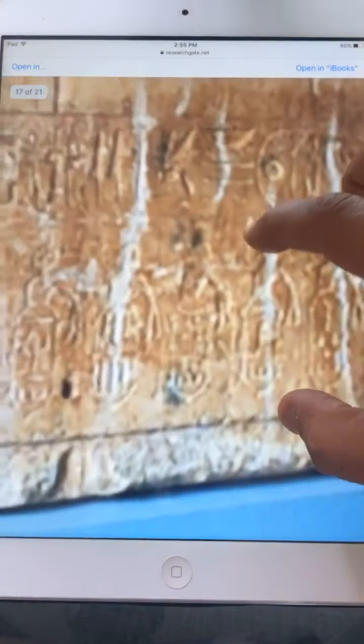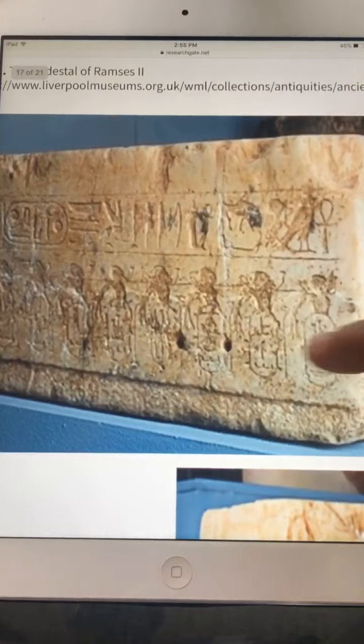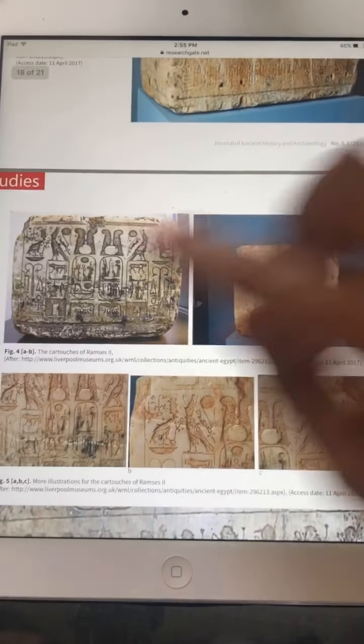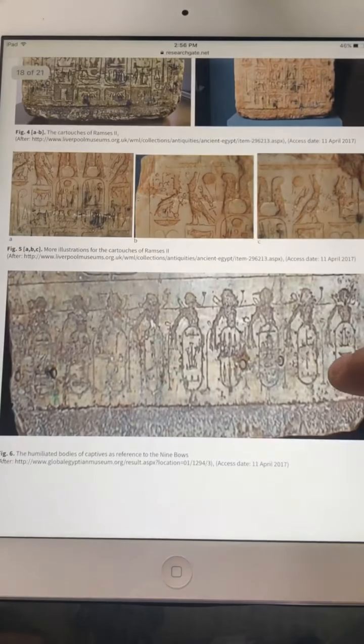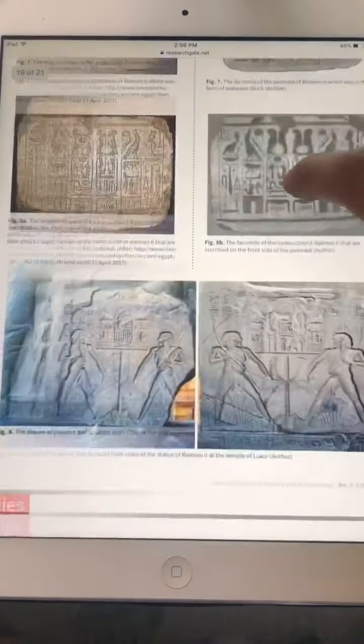The enemies again over here. It's a little faded, this one, but you could see a little bit over here. The 9 enemies bound and tied with the cartouches. And then you could see more of the titles, close-ups of Ramses, and of course the 9 enemies of Egypt again. Again, the same thing, just different perspectives.